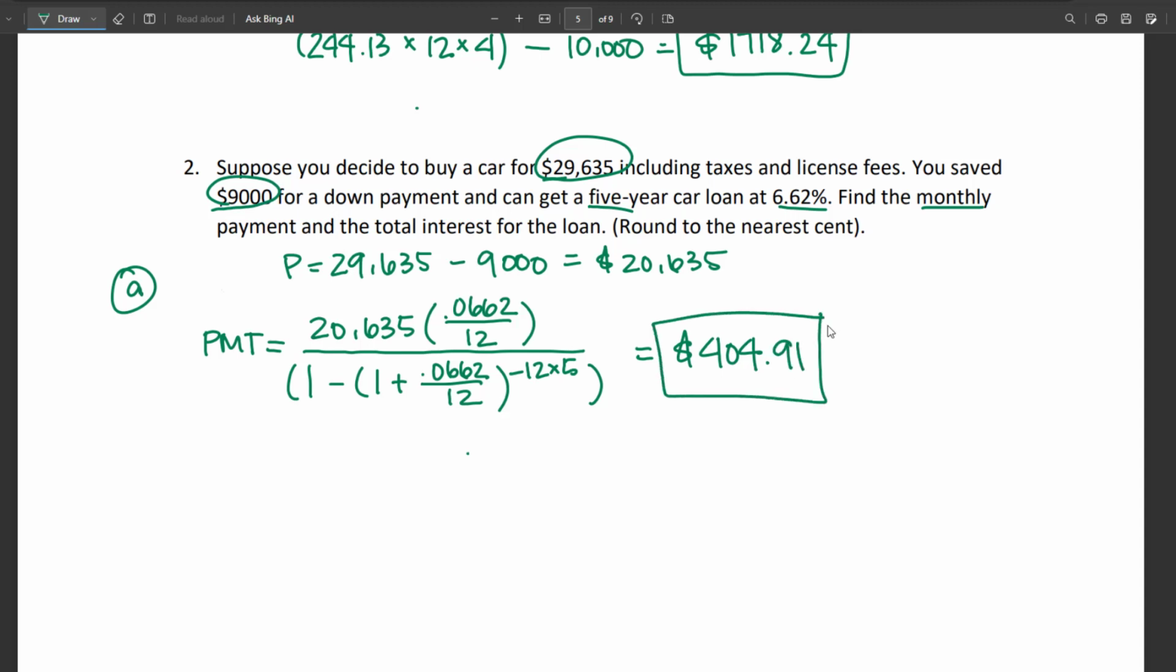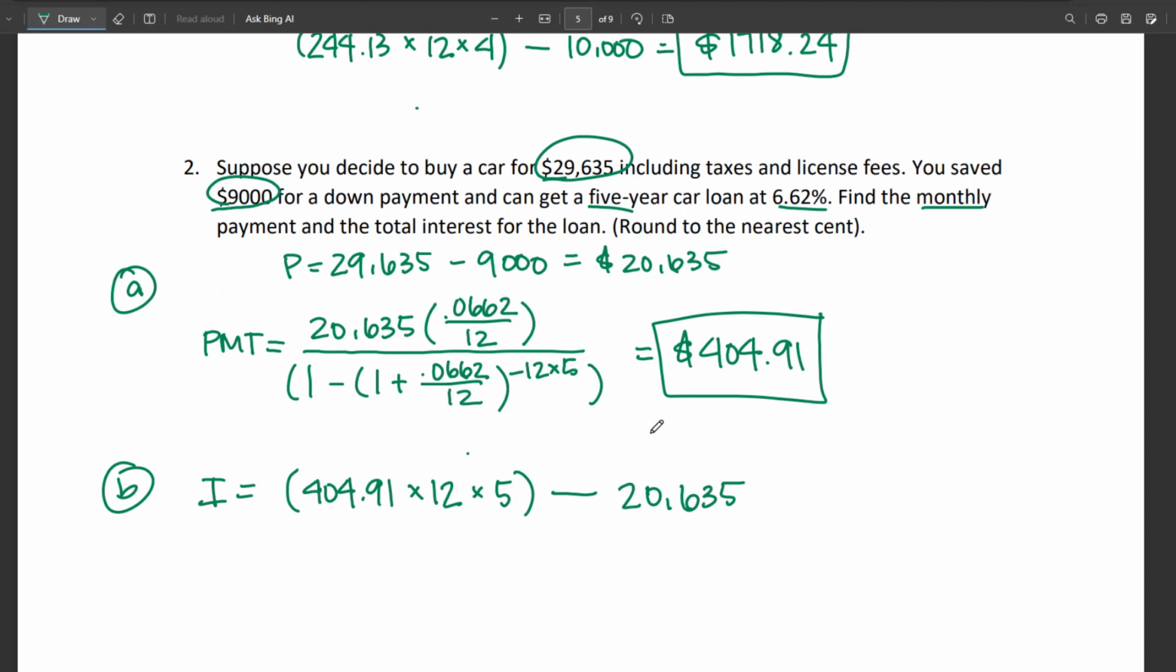Okay. And how much interest did we pay? So I equals our total payments minus our loan amount. Our total payments is $404.91. We pay that every month, so 12 times a year for 5 years. All of that minus our loan amount of $20,635. Don't use the first value of $29,000. That's just the value of the car. We got the loan for $20,635.